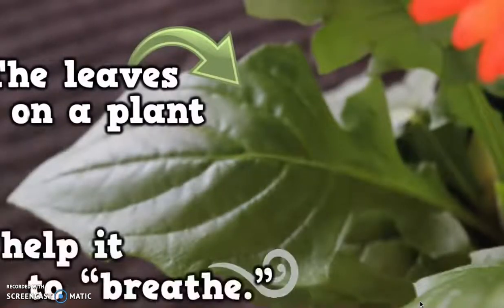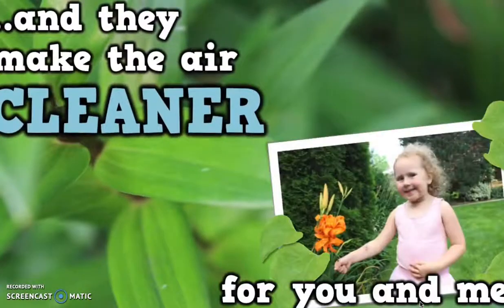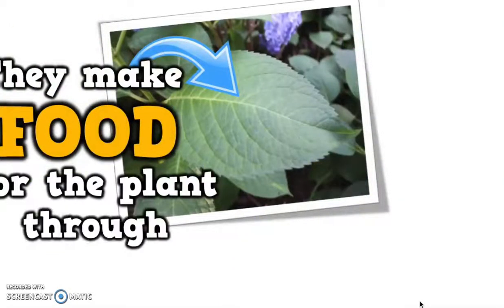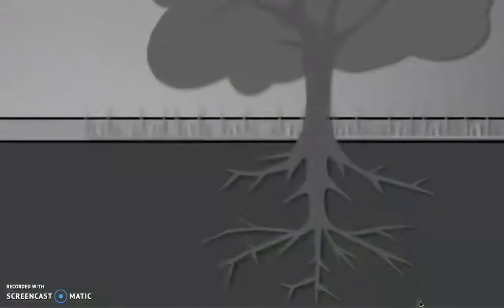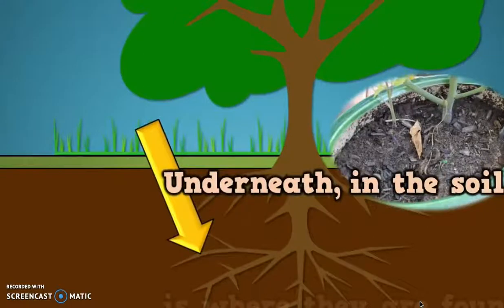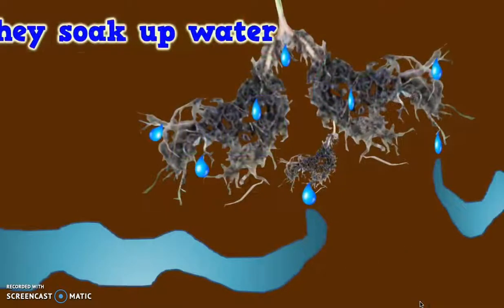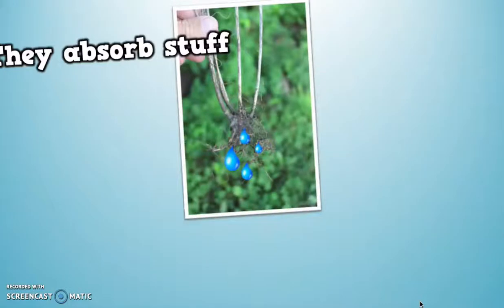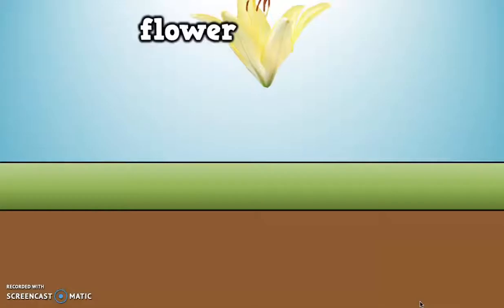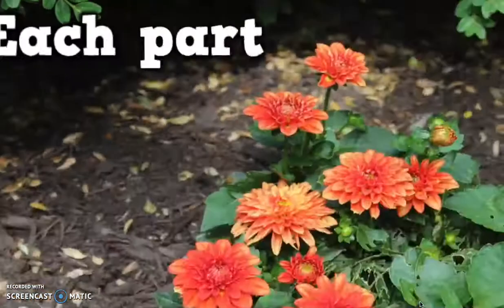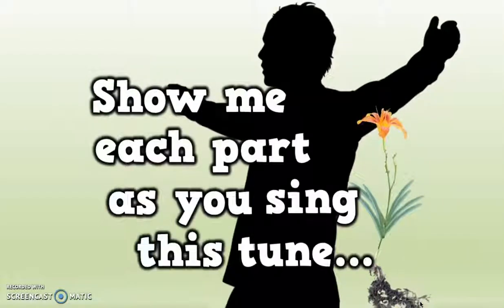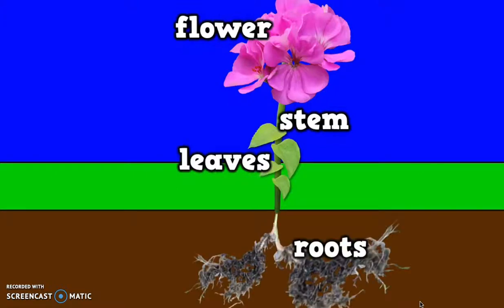The leaves on a plant help it to breathe, and they make the air cleaner for you and me. Get set for a big word. You ready for this? They make food for the plant through photosynthesis. The roots hold the plant down into the ground. Underneath in the soil is where they are found. They soak up water and minerals there. They absorb stuff with their little root hairs. Flower, stem, leaves, and roots. Each part of a plant has a job to do. Show me each part as you sing this tune. Flower, stem, leaves, and roots.